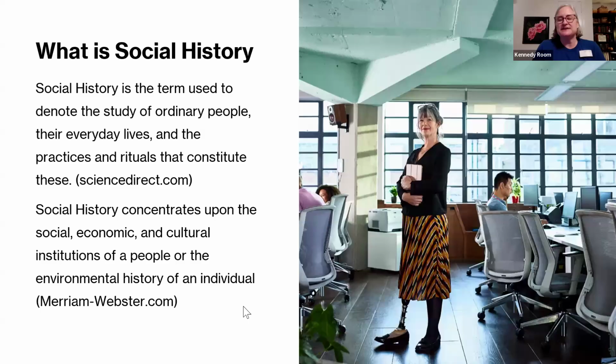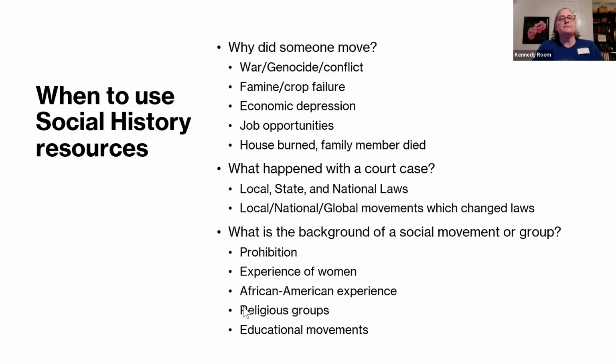As genealogists, we sometimes get so focused on name, date, location, name, date, location, date of marriage, date of birth, that we don't always look at the why. Why did they move where they moved? That kind of thing. So, we're going to talk a little bit about sometimes when you want to use social history resources. A big question we get is why did someone move?